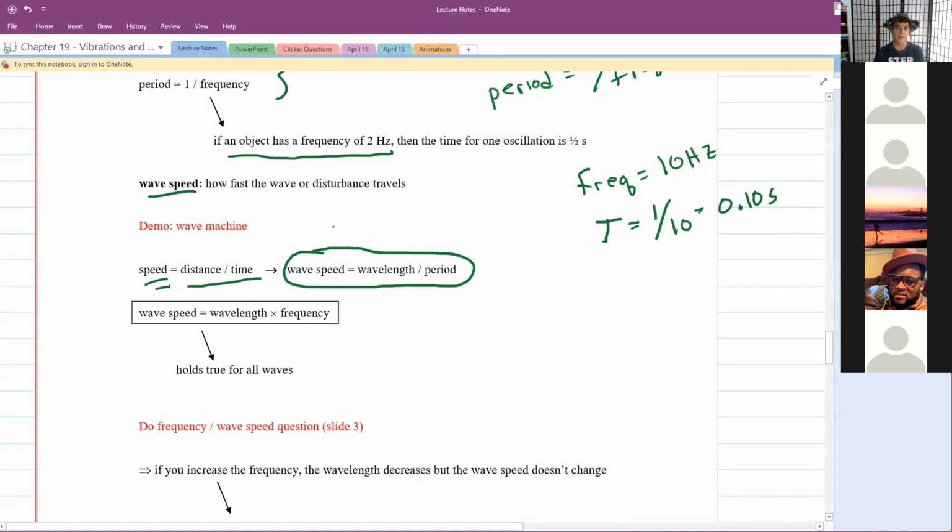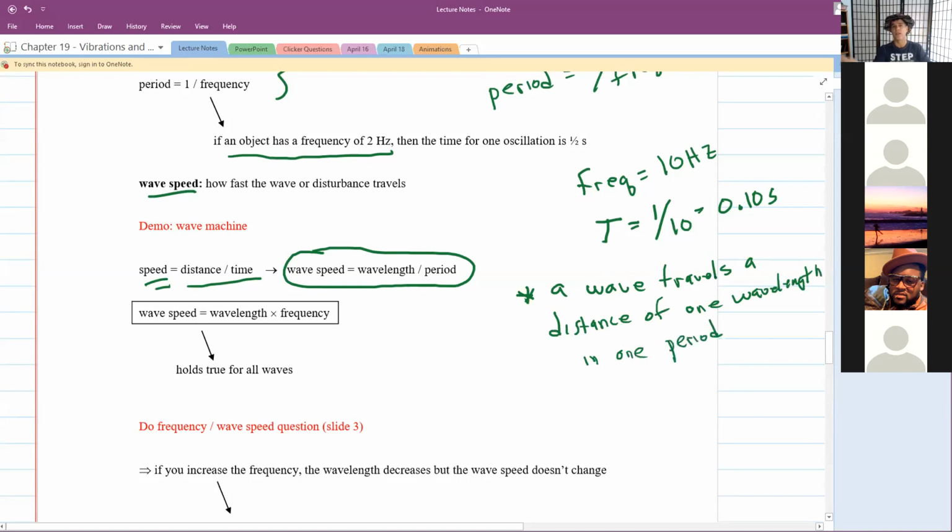So wavelength is really how long the wave is. Period is how long it takes for one complete oscillation. So in essence, a wave travels a distance of the wavelength in one period. And actually, let me write that. A wave travels a distance of one wavelength in one period.